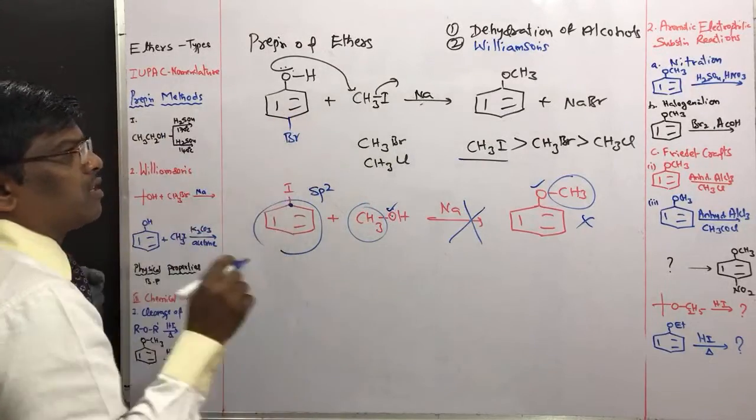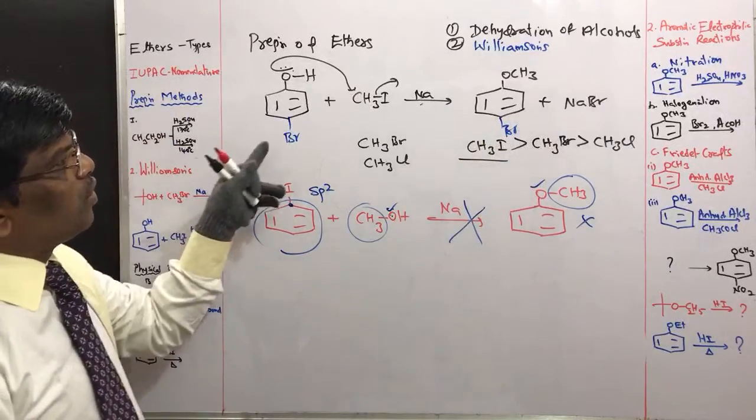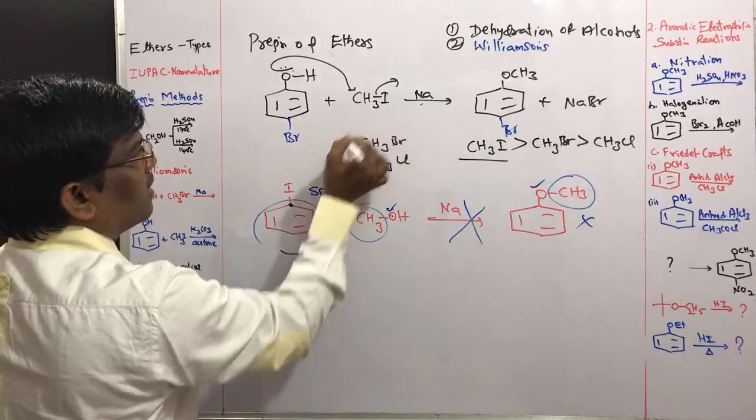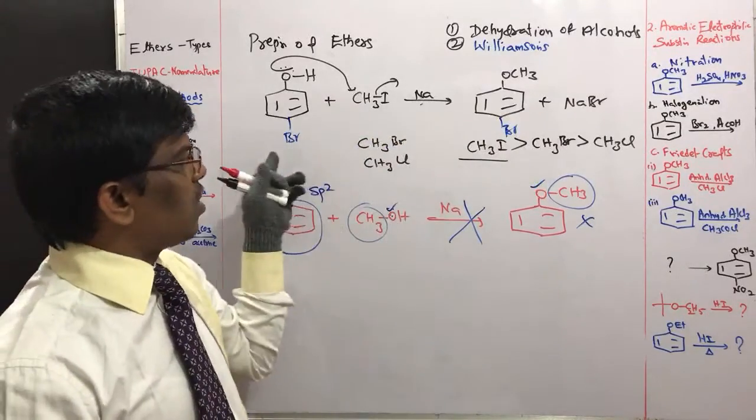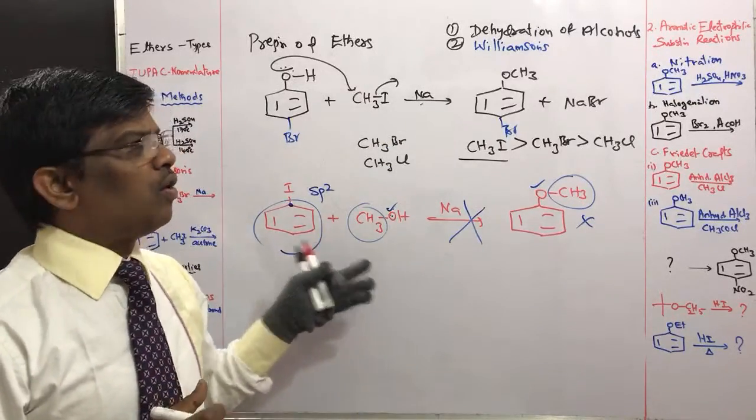I can put bromine also here. I can put bromine here. Right? So you may get a doubt now. If this and this are the starting materials, what is the product? This is how you will get the question.